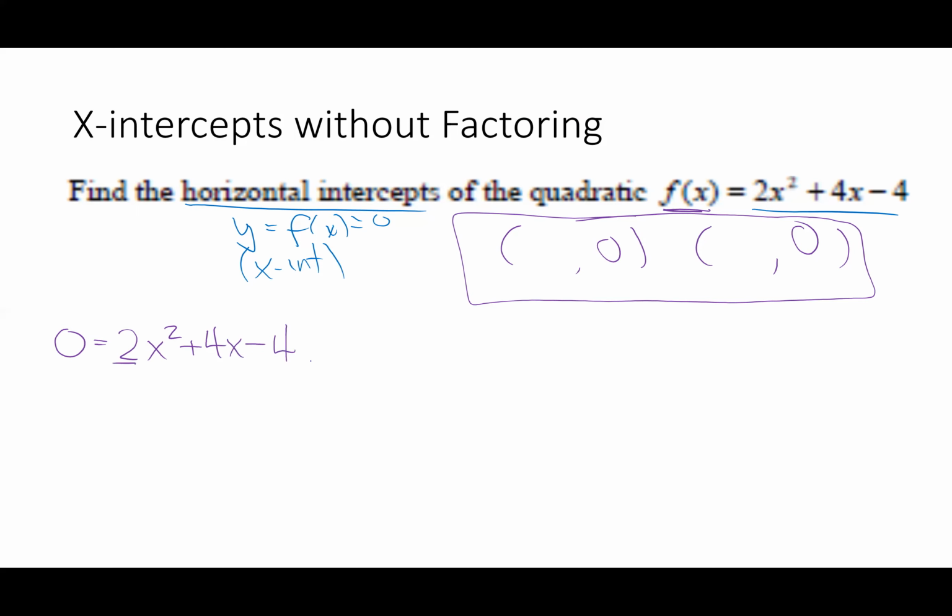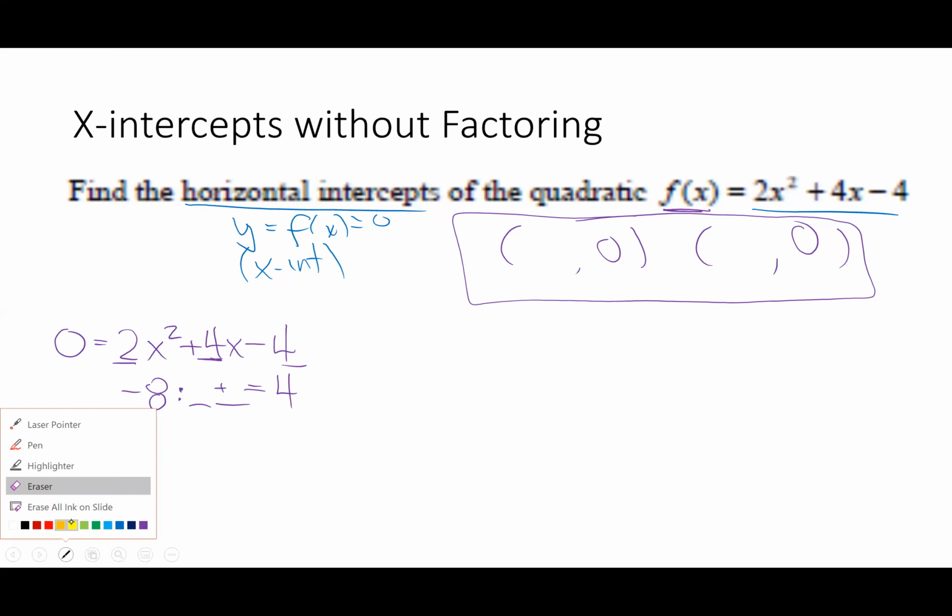So now I'm going to try and factor. 2 times -4, I'm going to get -8. And I'm looking for things that multiply to -8 that add up to 4. So let's say -4 and 2. That multiplies to -8, but those don't add up to 4, so that's not going to work. Okay, well, let's say +6 and -2. Those add up to 4, but they don't multiply to -8, so that's not going to work.